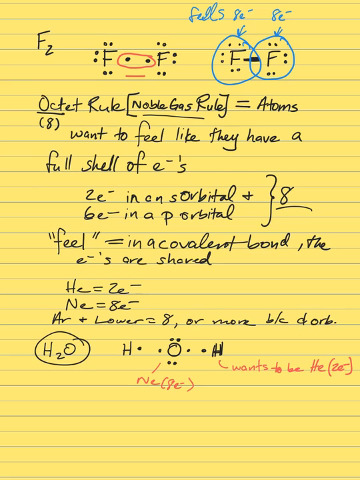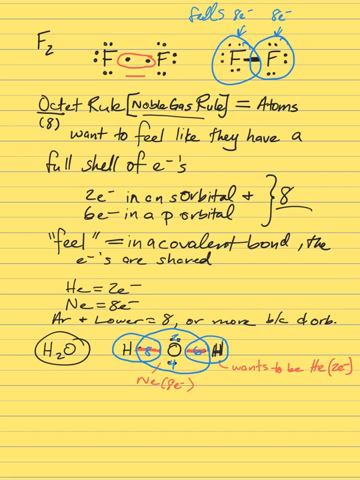So if we make single bonds here using the 1 electron on the oxygen and the 1 electron on the hydrogen, then now this hydrogen feels like it has 2 electrons. This hydrogen feels like it has 2 electrons. They're both in that covalent bond. And then oxygen feels like it has 8 electrons. 2, 4, 6, 8. So again, we count those shared electrons towards the total electron count of both atoms in the bond.